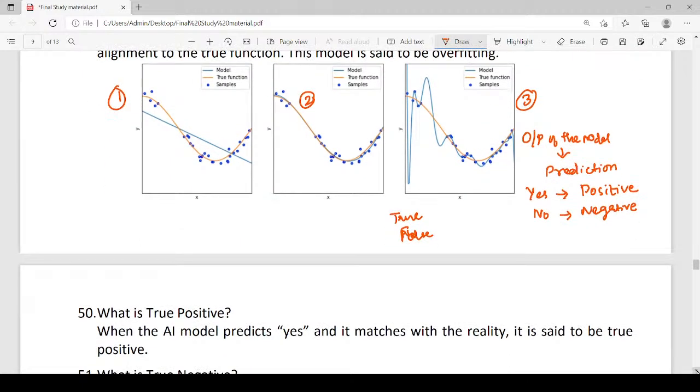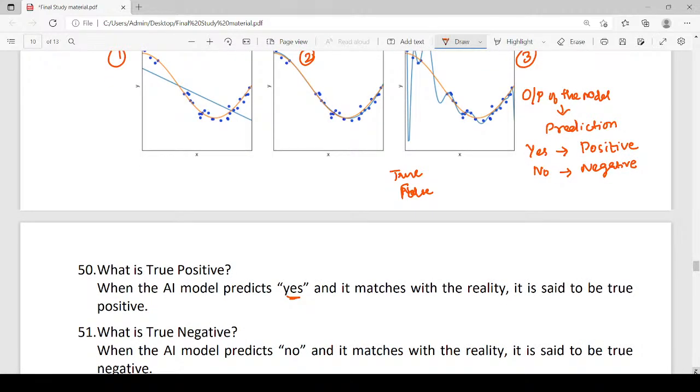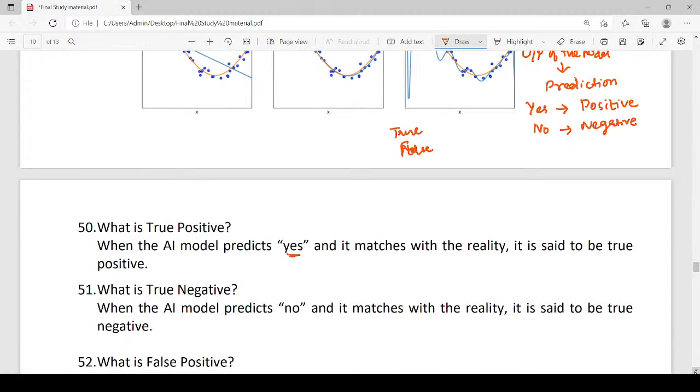So true positive is when your AI model's prediction is yes, and it matches with the reality. The model says yes, there is forest fire and there is an actual scene of forest fire. It is true positive. Or sorry, let's go with true negative. What is true negative? When your model says no and that is matching with the reality, it is true negative. The model says there is no forest fire and in reality there is no forest fire. That is true negative.